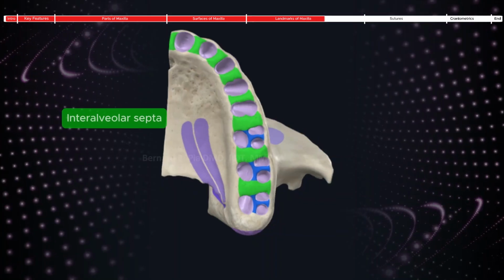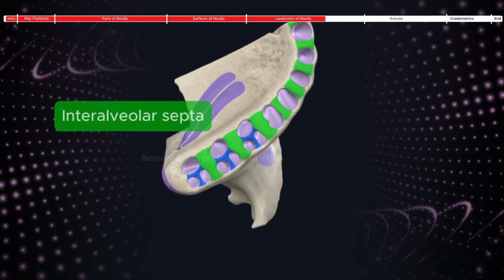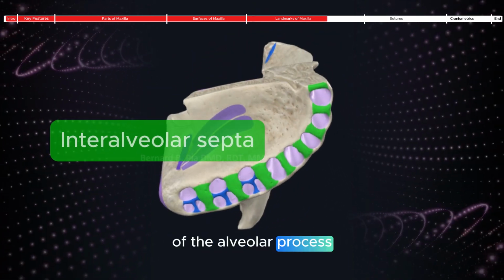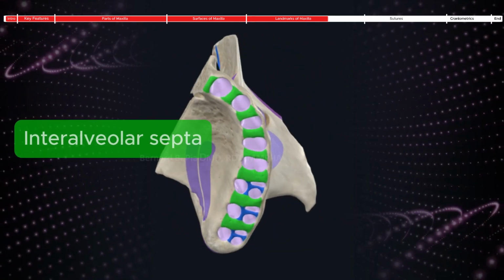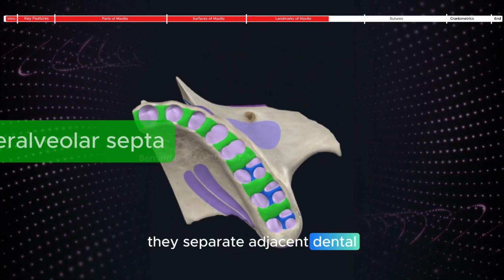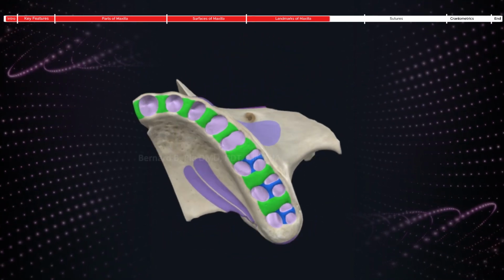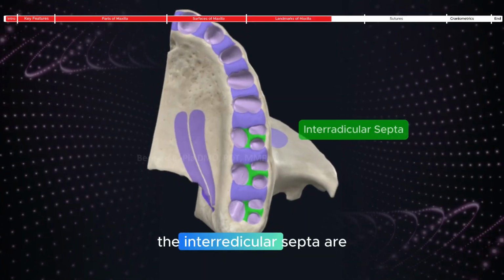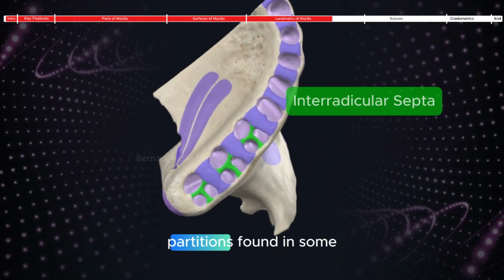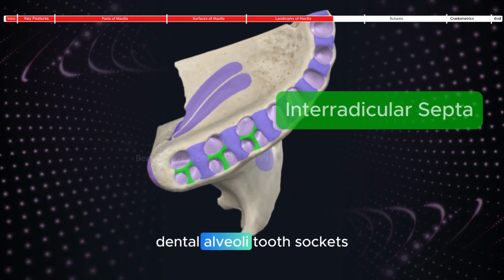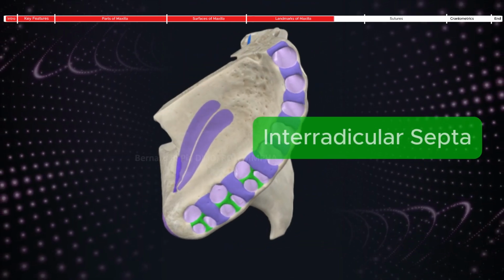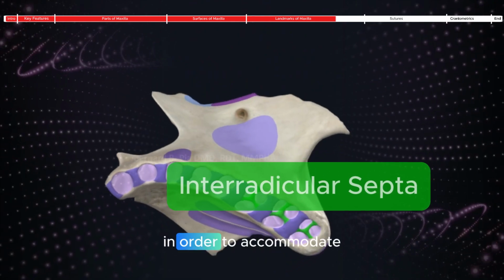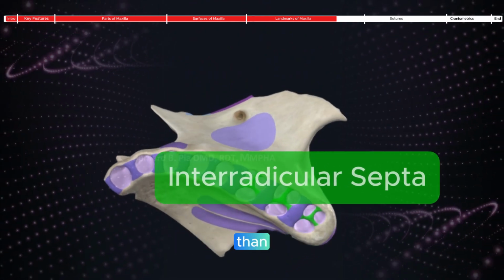10. The interalveolar septa are the small partitions found along the inferior aspect of the alveolar process of each maxilla. They separate adjacent dental alveoli, tooth sockets. 11. The interradicular septa are the small partitions found in some dental alveoli, tooth sockets. They subdivide dental alveoli into smaller cavities in order to accommodate teeth that have more than one root.